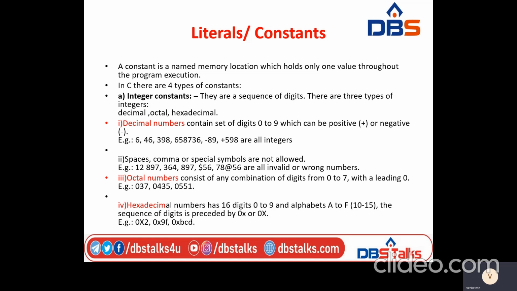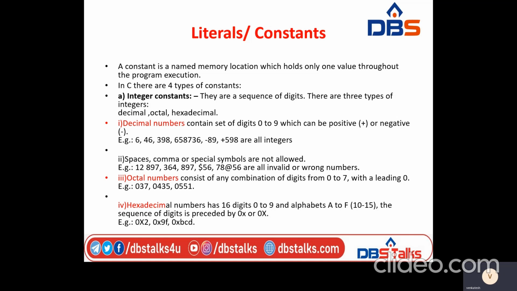A hexadecimal number has a total of 16 digits, that is from 0 to 9, and after that the alphabets A to F. A is 10, B is 11, like this. It is a sequence of digits which is preceded by 0x or 0X. Whenever we represent a hexadecimal, we use the prefix 0x, that is 0 small x or 0 capital X.